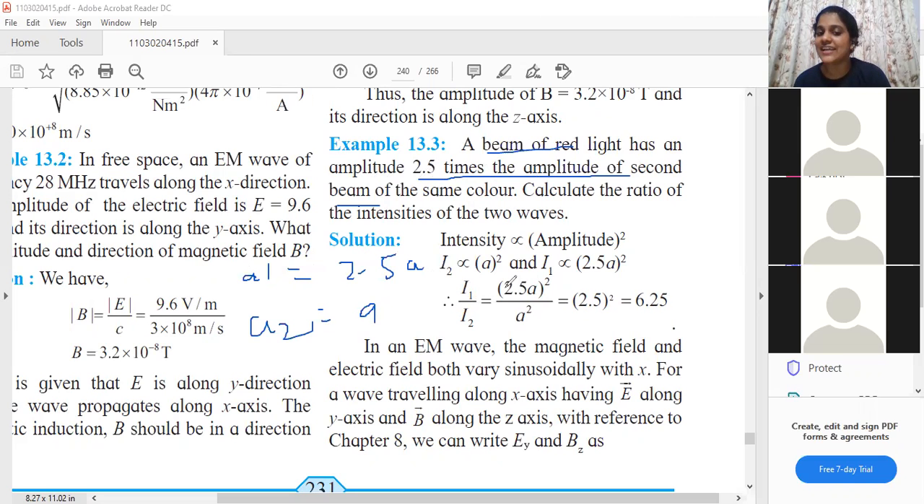You all are understanding? That is the reason 2.5 came in place of A1, and only A came in place of A2. I explained it in an inverse manner. I told that the amplitude of A2 is 2.5 times, but no, read the question carefully. A beam of red light has an amplitude that is 2.5 times the amplitude of the second. So they have given the relation for the first one. The amplitude of the first one is 2.5 times the second one. So what will the second one be? The original value, that is A.